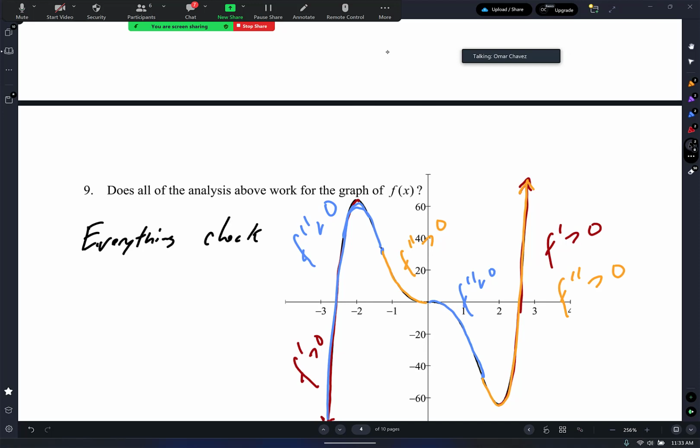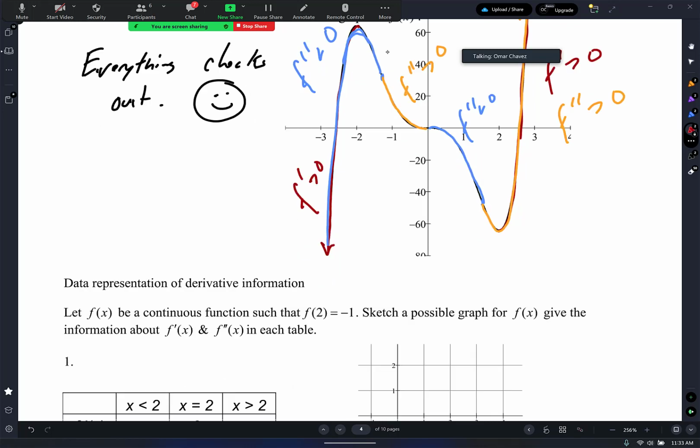Isn't this awesome, guys? We're doing math on a Thursday. There's no school technically. Like, life is good. Life is good, guys. All right, let's keep going.